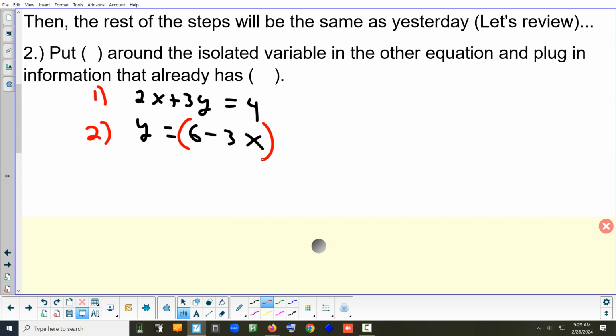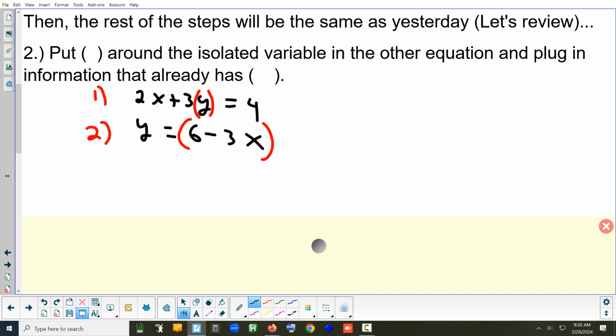And you're going to put parentheses around what else? The y. The y where? There's a couple y's up there. Just the y that's with the 3, so 3y. Yeah, put parentheses right around the y in the top. This is the same as yesterday.